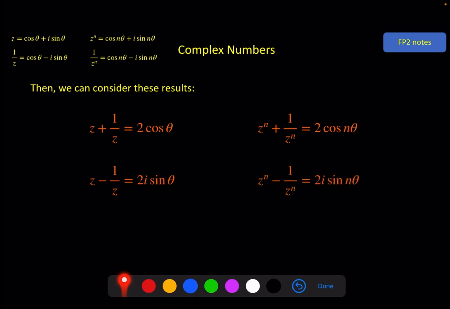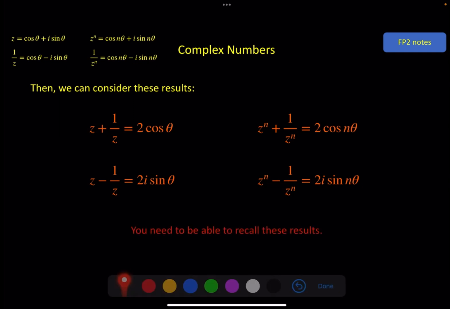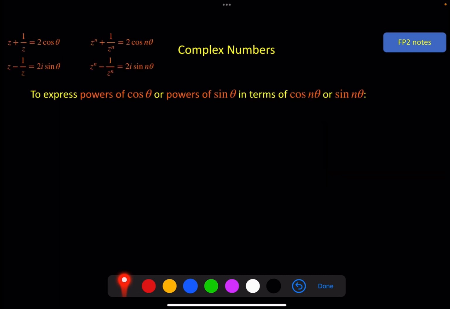Now that is going to seem a bit random, but the point of this is that we've got these two expressions here, which are going to be our starting point for the next method, and these two expressions which are going to be really helpful right in the middle of our method. And these four are so important that you just need to be able to recall them. Either memorize them or be able to reproduce the work that I just did there very quickly, because you'll need to be able to use these in your exam if you get a question like this.